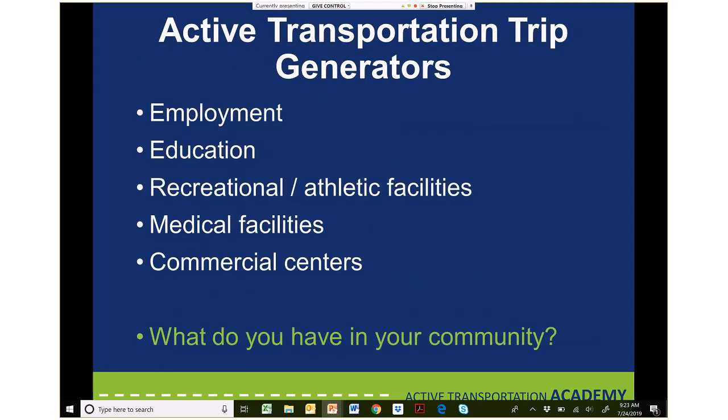The active transportation trip generators, here's a list of what they might be, but we'll talk about, in your community specifically, what are the trip generators. That way you're starting to think about, okay, maybe I have a large community and I can't figure out where to start with this. Let's take a look at where the trip generators are, and let's collect the data that we just went through, and let's see where people are able to currently get around safely with biking and walking versus where they're not, and then maybe that's a way for us to prioritize where we start our work.